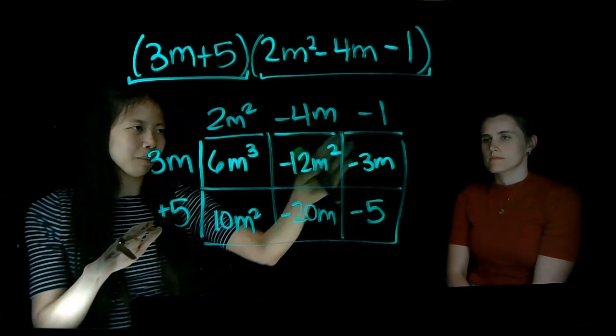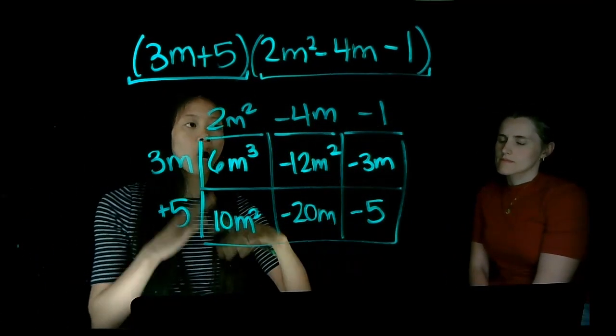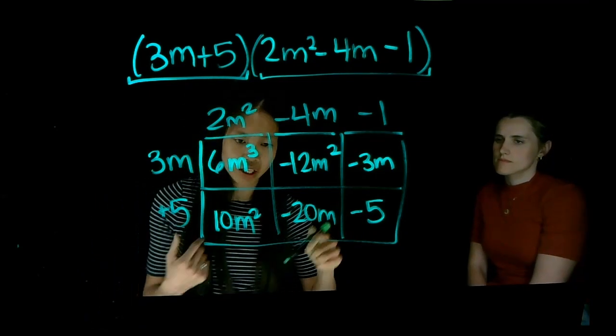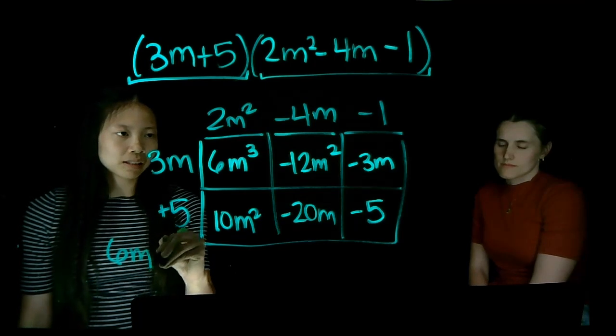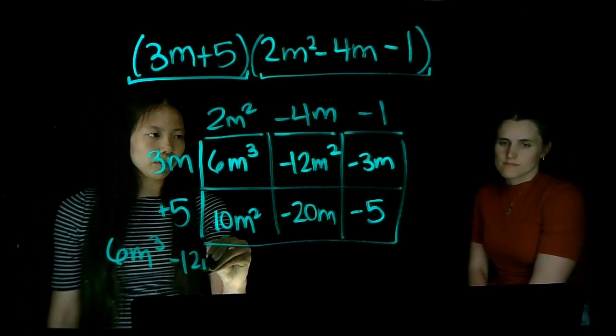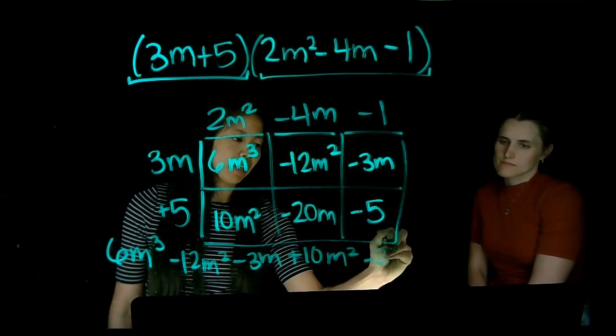Sometimes the plus and the minus can be confusing because you might think, oh, 5 minus 1 is 4. But remember, we are always multiplying to find the area of a rectangle. All right, now we can just combine all our pieces together. You can do it in one big string: 6m cubed minus 12m squared minus 3m plus 10m squared minus 20m minus 5.